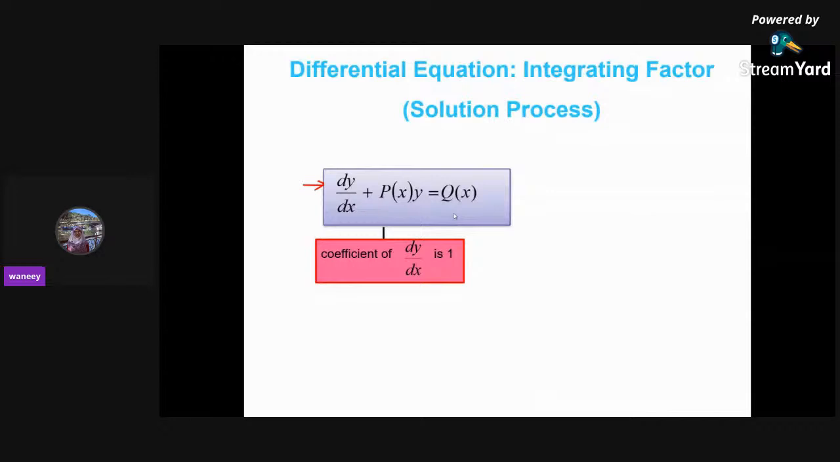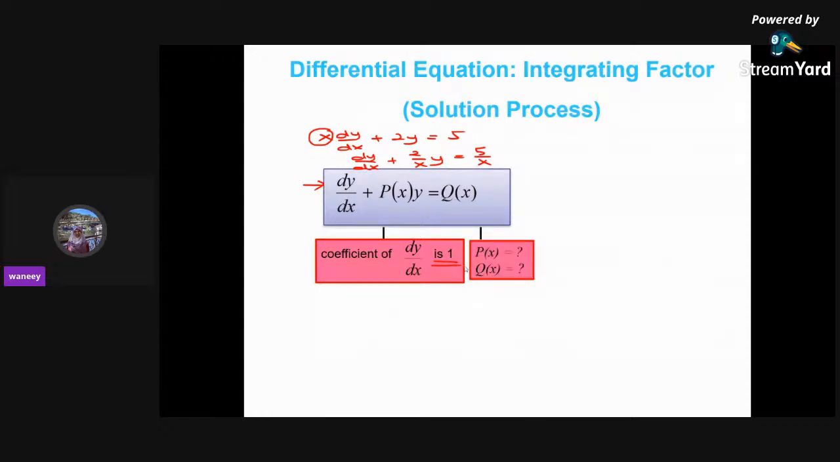So that means if let's say you do have any number in front of dy over dx, for example, let's say you have x dy over dx plus perhaps 2y equal to 5. Then what you need to do is divide everything by x. So dy over dx plus 2 over x times y is equal to 5 over x. So do make sure to divide by any number in front of dy over dx in order to make sure that the coefficient is 1.